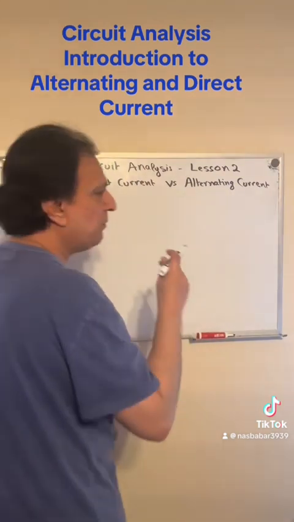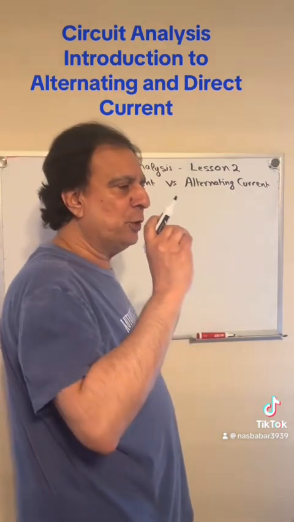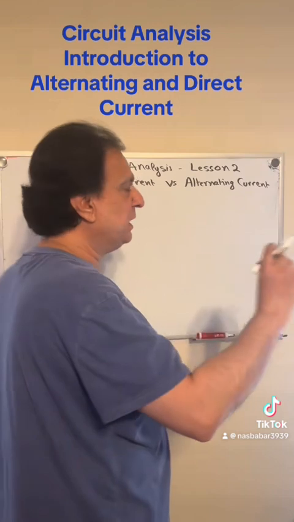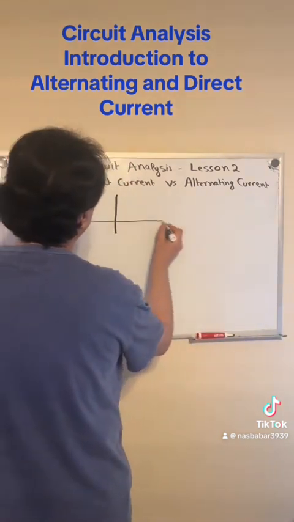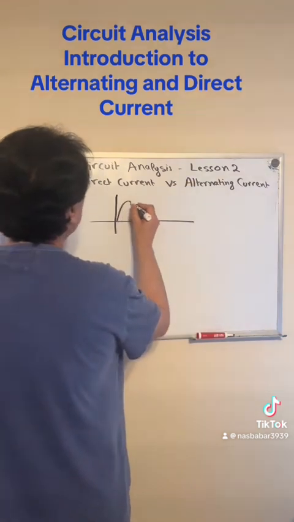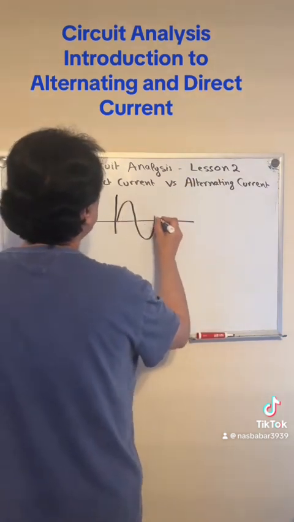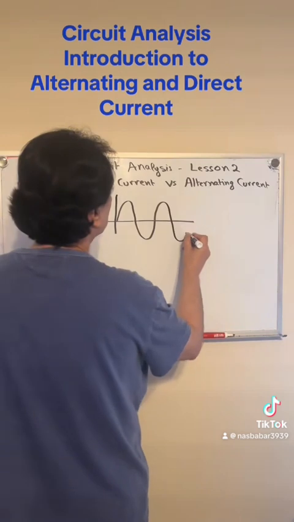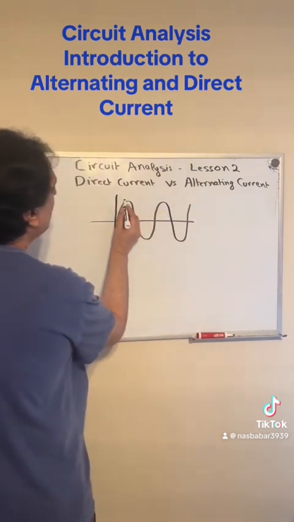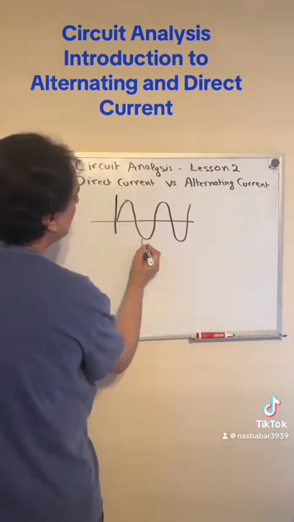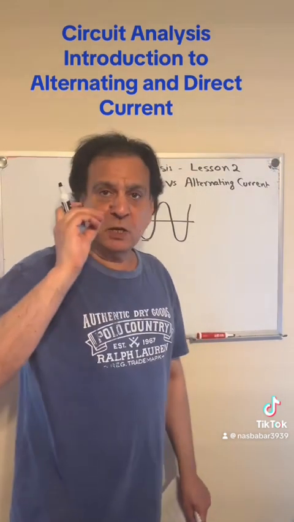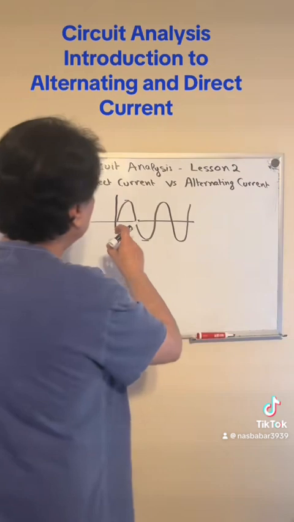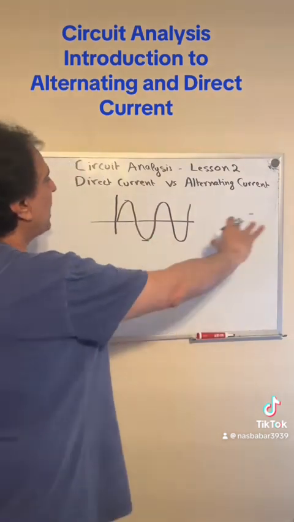If you put a microscope on a wire where alternating current is flowing, it is like a sinusoidal wave, okay? You have a peak, and then it goes up and down. So you've got one peak right here, and then another peak right here. That's your alternating current. If you put a microscope on the wire, you will see a sinusoidal wave.